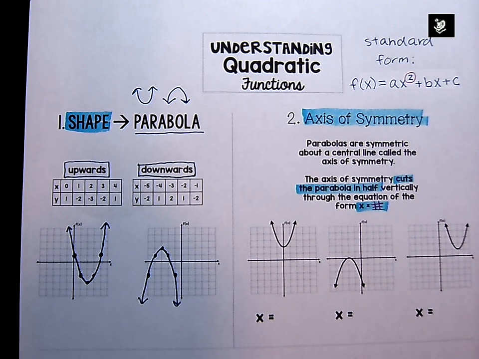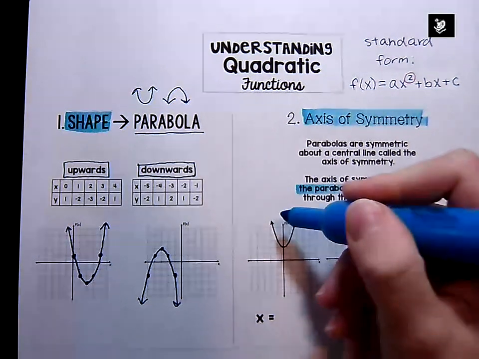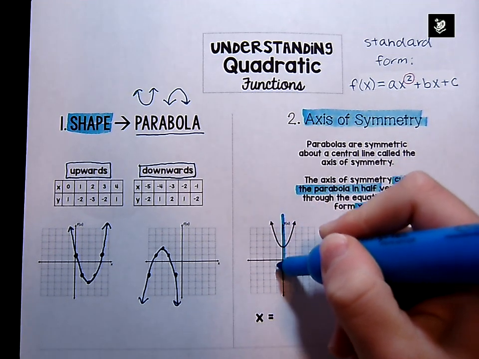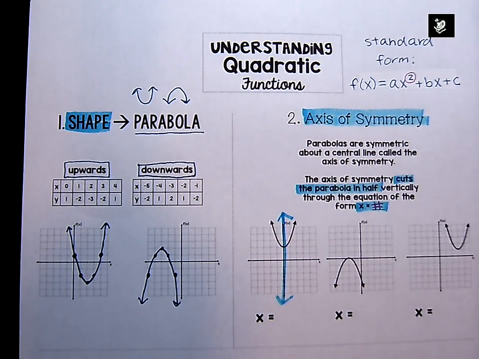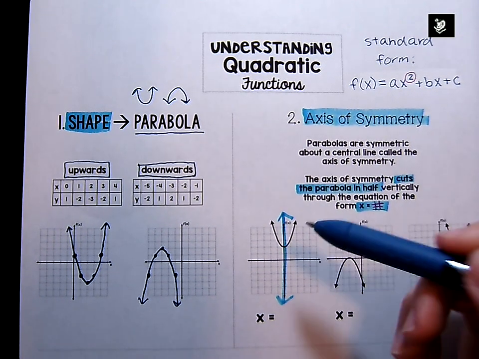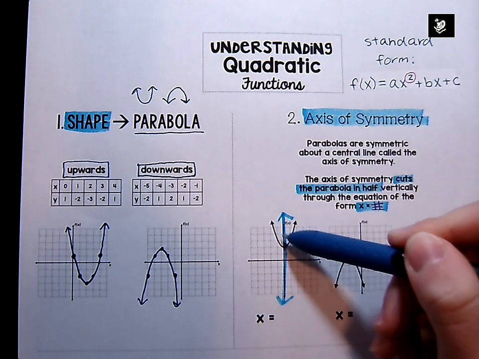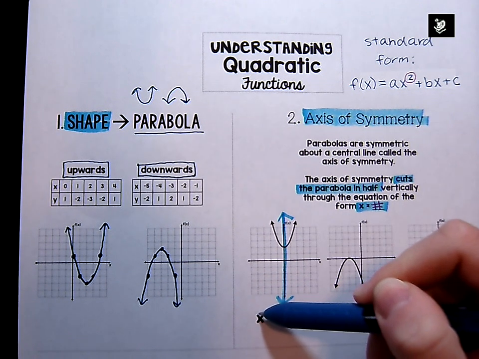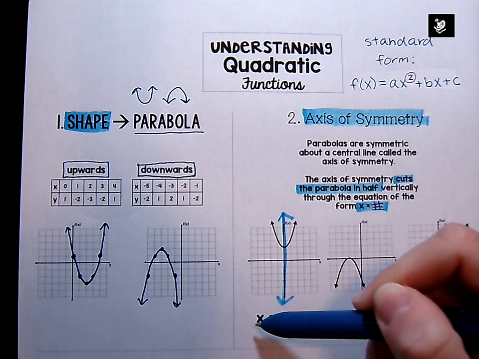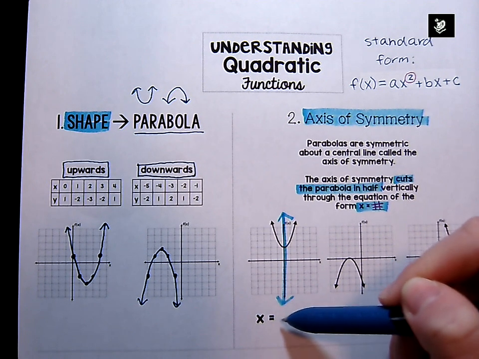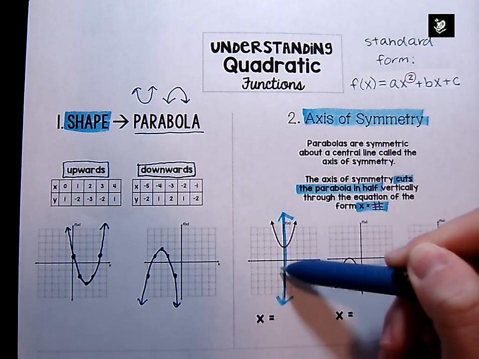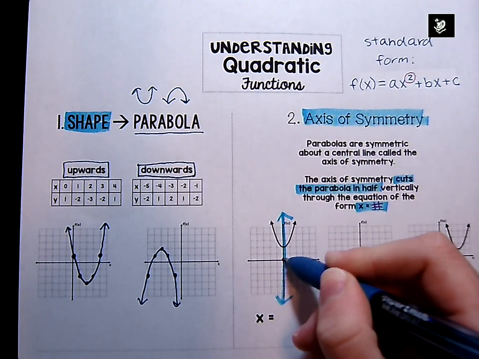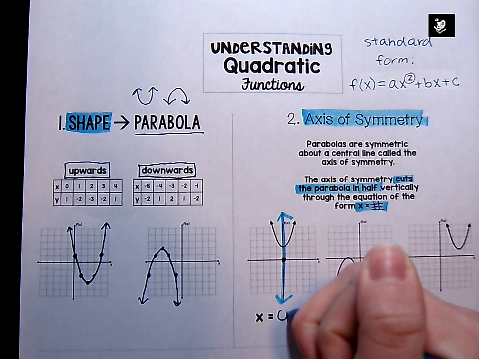So if I look at the first one, if I find the line that goes straight down and cuts the parabola in half, I'm always going to highlight it in blue. This is a vertical line. So remember, all vertical lines have the equation x equals. We did this when we graphed linear equations. So we just have to figure out what the number is. Well, where am I crossing the x-axis? I'm crossing at 0. So this equation is x equals 0.